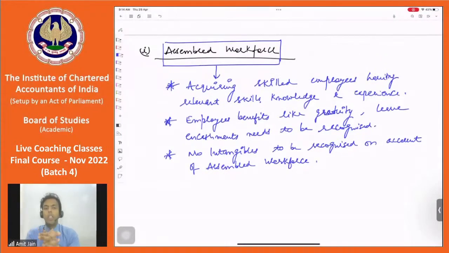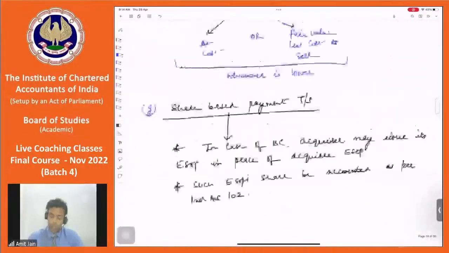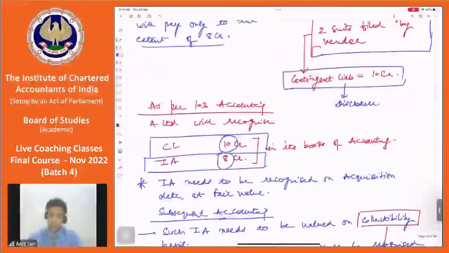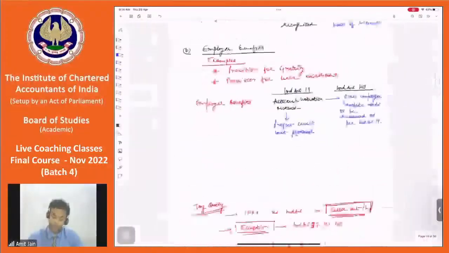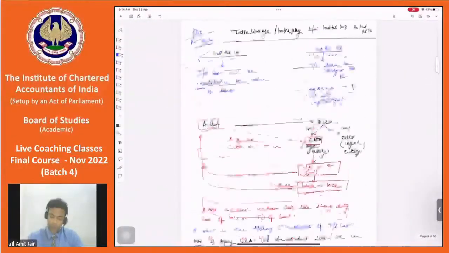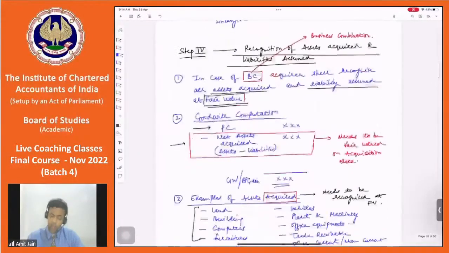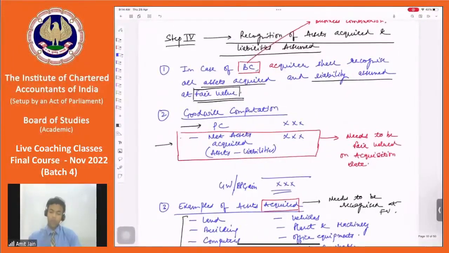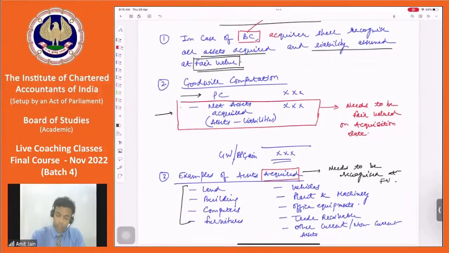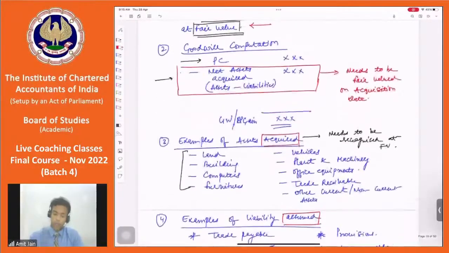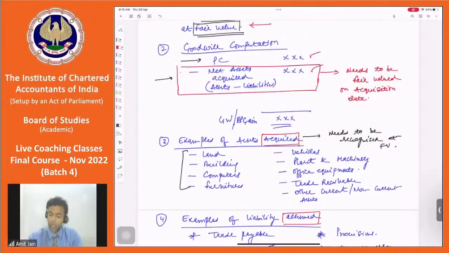In business combination, in a nutshell, we were saying that all assets and liabilities need to be recognized at fair value. We have talked about around 7 or 8 items which are not recognized at fair value; they will be recognized at a different value. Let's summarize everything we have read in this aspect. We were discussing the step of recognition of all assets and liabilities assumed. All assets and liabilities need to be recognized at fair value. Goodwill is purchase consideration minus net assets acquired, and this net asset will be at fair value.